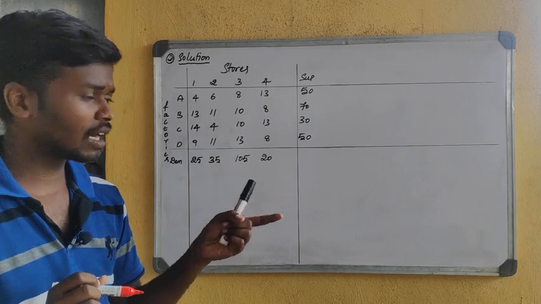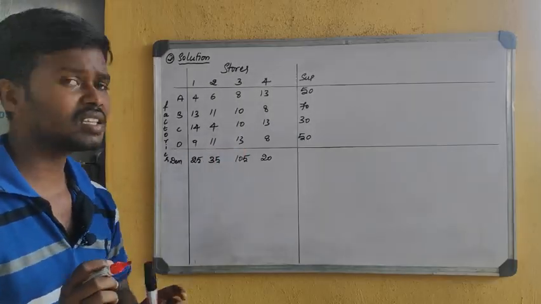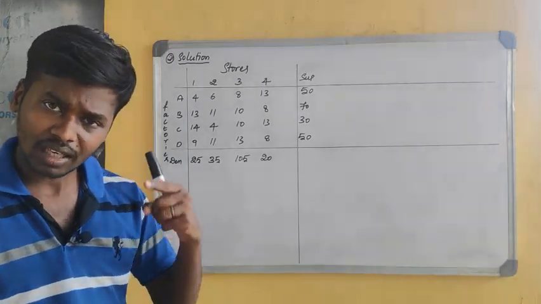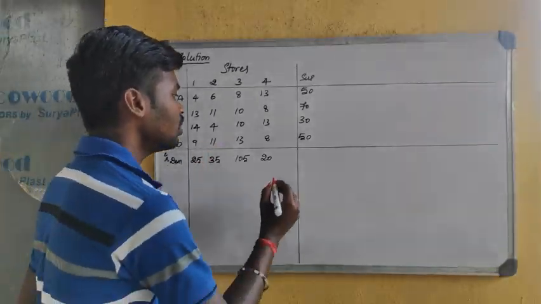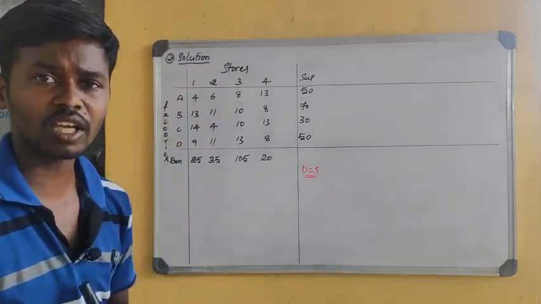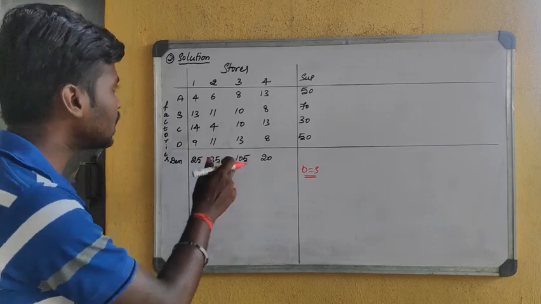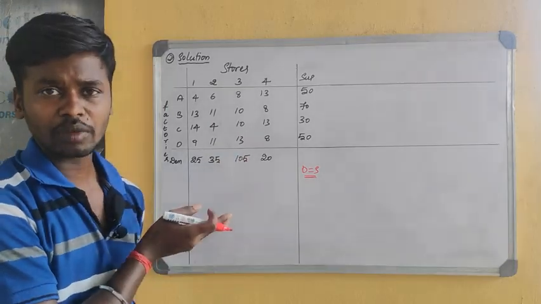Before calculating the total transportation cost, first we have to satisfy the demand and supply. In every problem or any method, first we have to see whether the demand is equal to supply or not. Calculate the total demand and supply and verify whether they are equal.